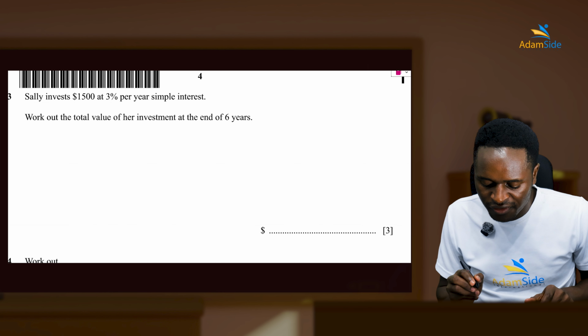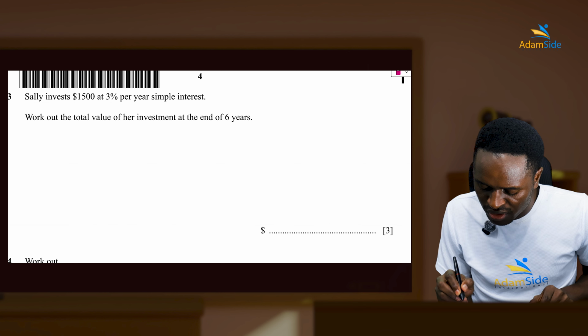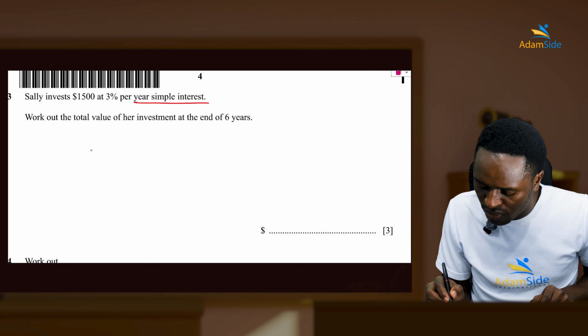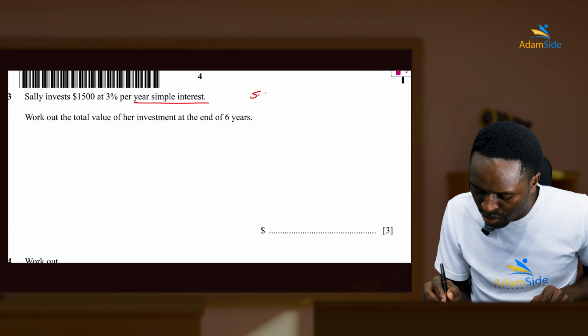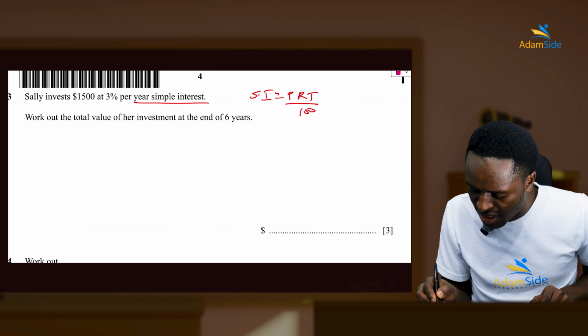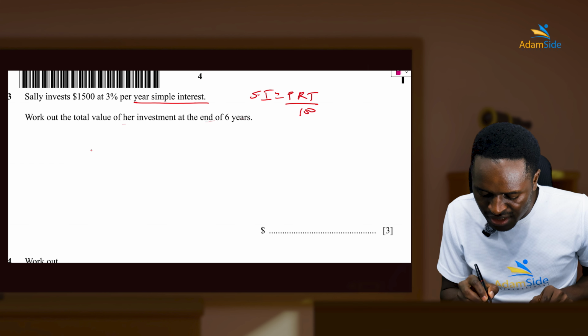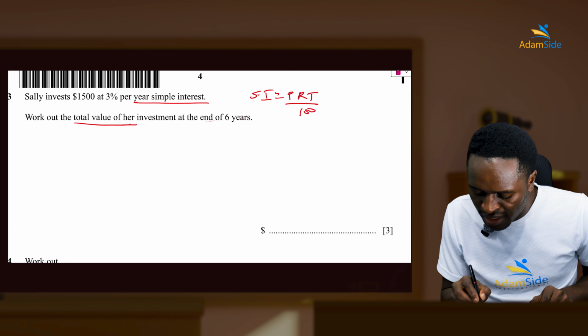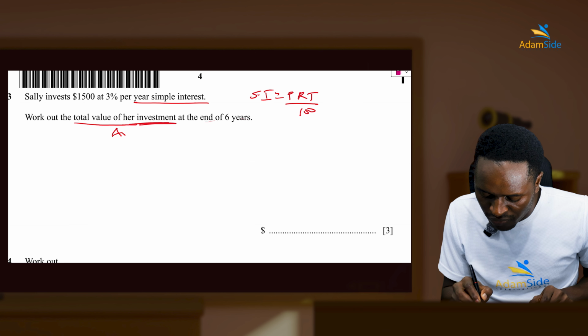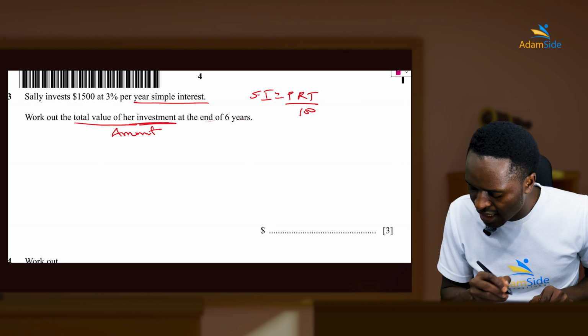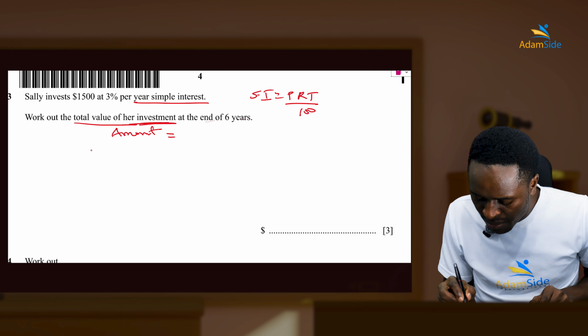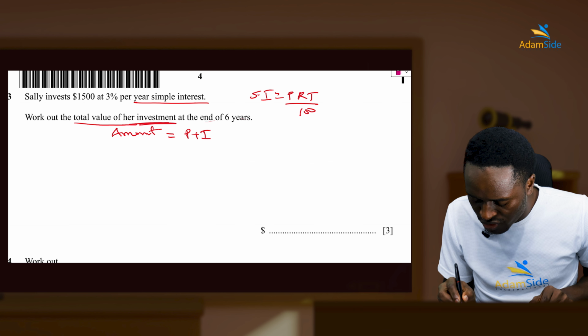Sally invests 1,500 at 3% per year simple interest. So this is simple interest. We know the simple interest formula is principal times rate times time divided by 100. Work out the total value of her investment at the end of 6 years. So that means they are looking for amount, and we know an amount is equal to principal plus interest.